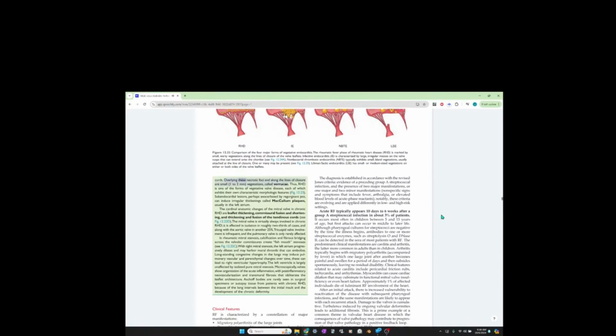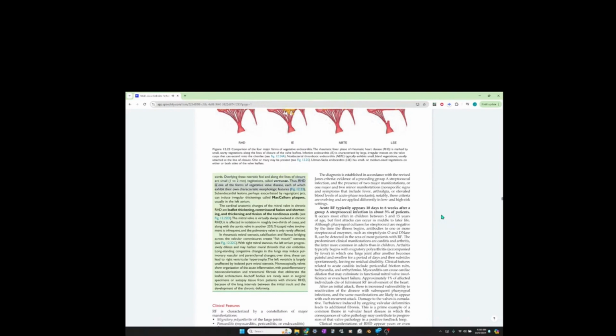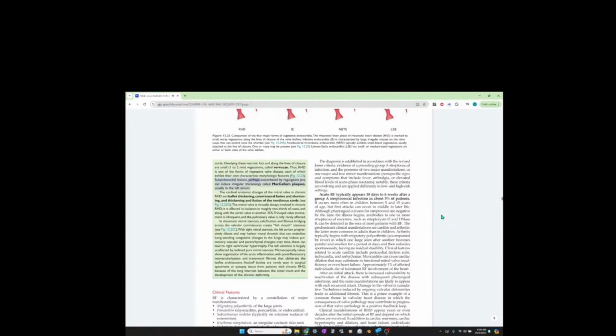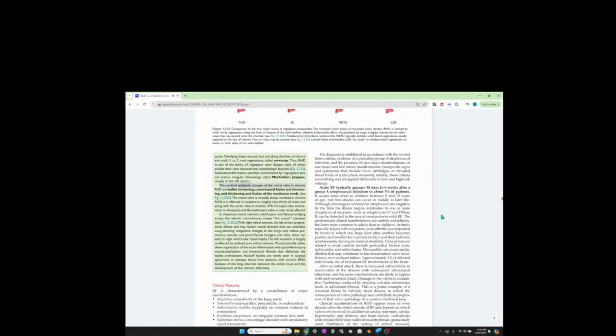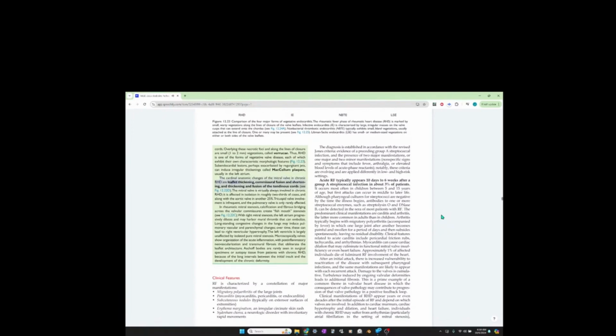Overlying these necrotic foci and along the lines of closure are small vegetations, called verrucae. Thus, RHD is one of the forms of vegetative valve disease, each of which exhibits its own characteristic morphologic features. Subendocardial lesions, perhaps exacerbated by regurgitant jets, can induce irregular thickenings called MacCallum plaques, usually in the left atrium. The cardinal anatomic changes of the mitral valve in chronic RHD are leaflet thickening, commissural fusion and shortening, and thickening and fusion of the tendinous cords.